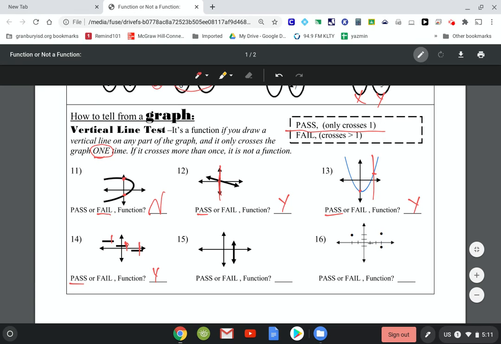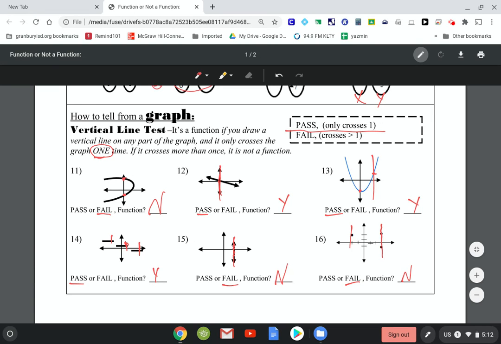Now on this one, if I draw a vertical line right over that line, it hits it infinitely many times. So therefore, it fails. So this would not be a function. On number 16, if I draw a line through that point, it only hits it one time. But look over here at these 2 points. It hits it there and it hits it there. So therefore, this would fail and it would not be a function.